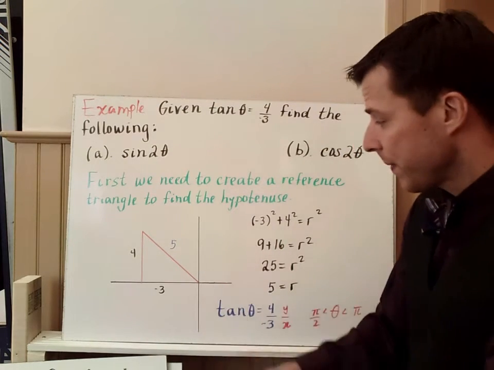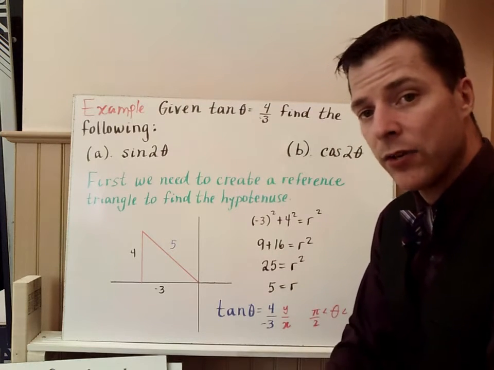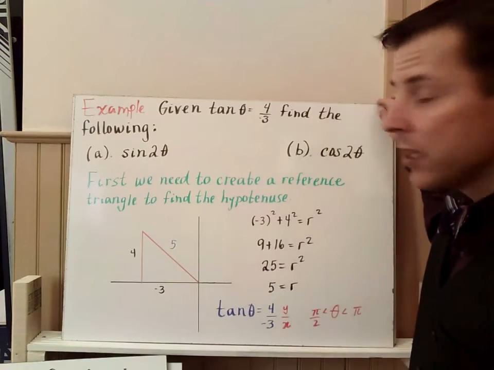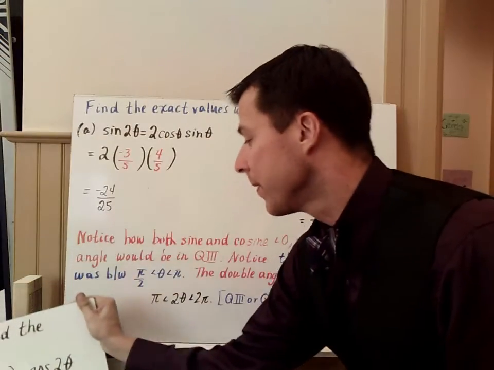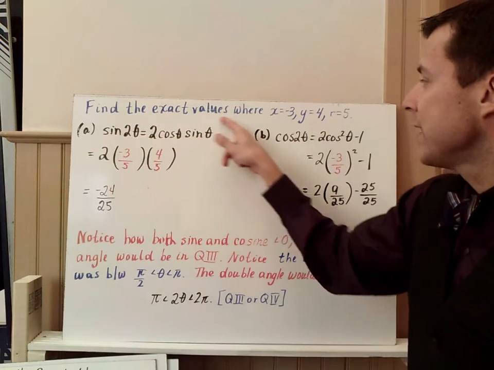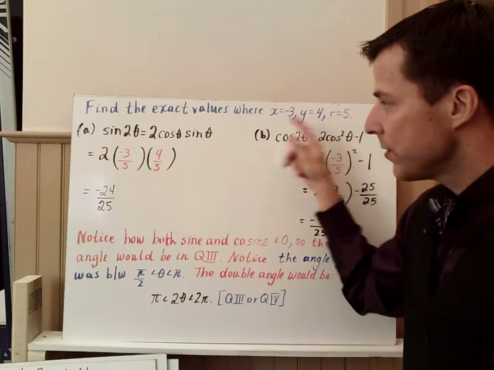So this should be review. So now we've got our reference triangle. We have x, y, and we have our r value. Now I can use that to find my double angles. So we're going to find the exact values where x equals negative 3, y equals 4, and r equals 5. I wrote those 3 values.